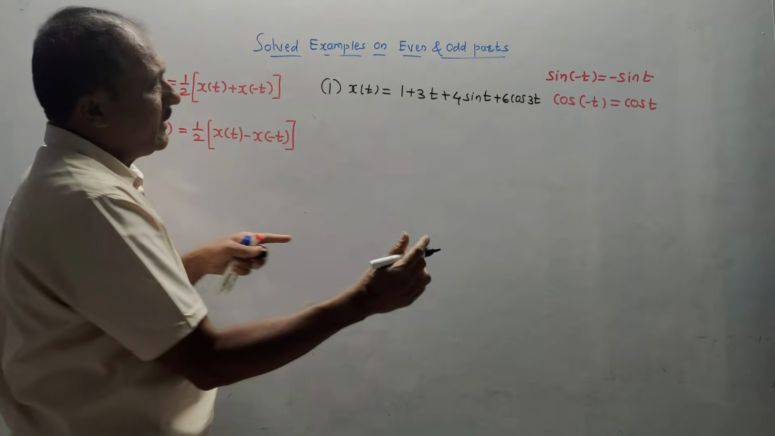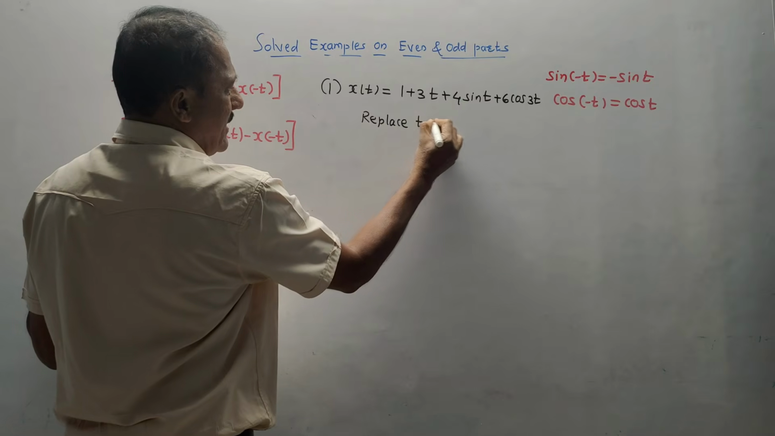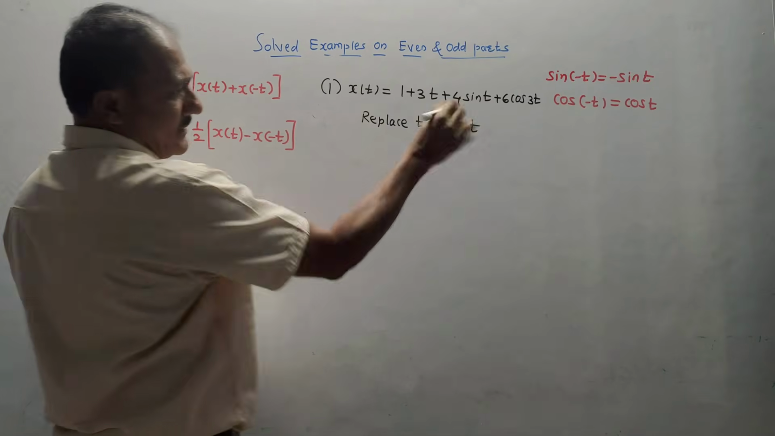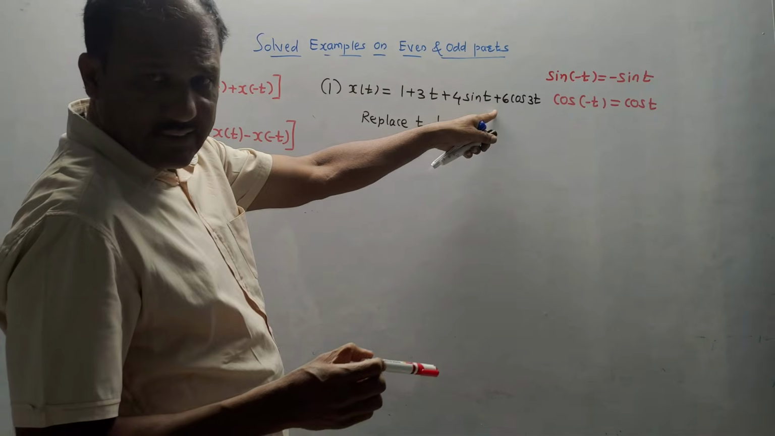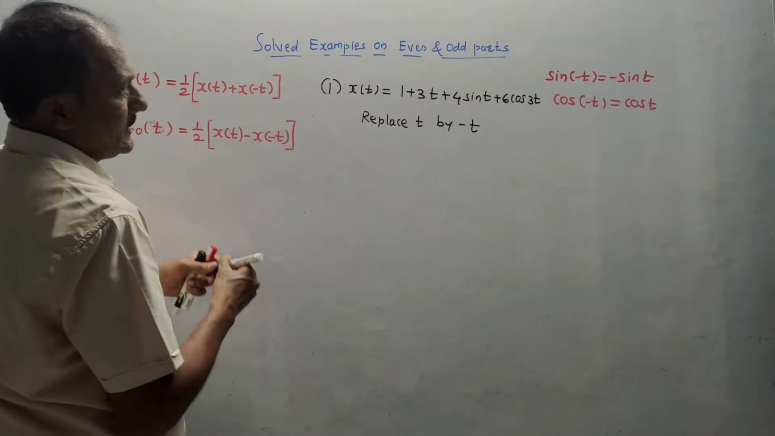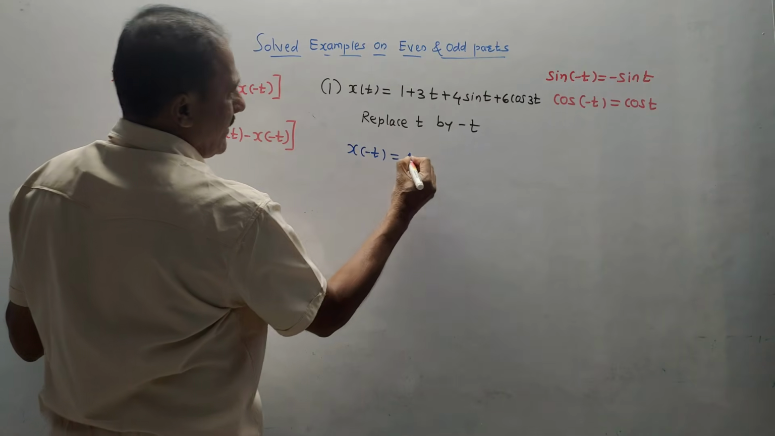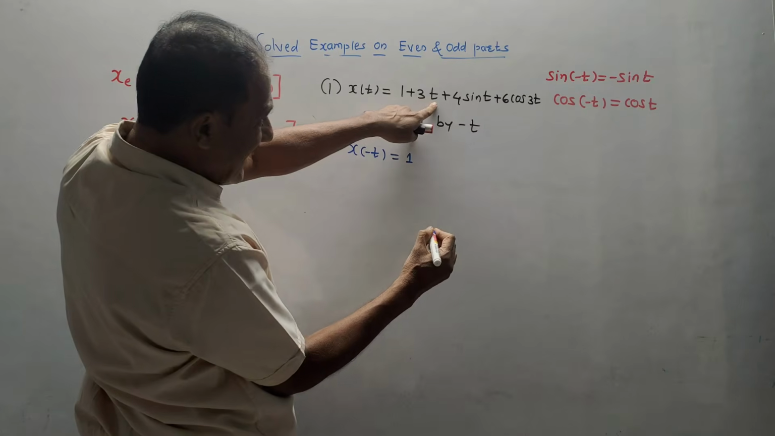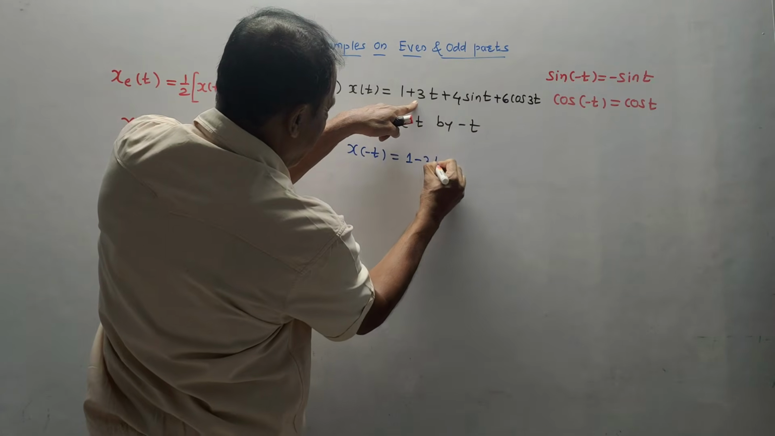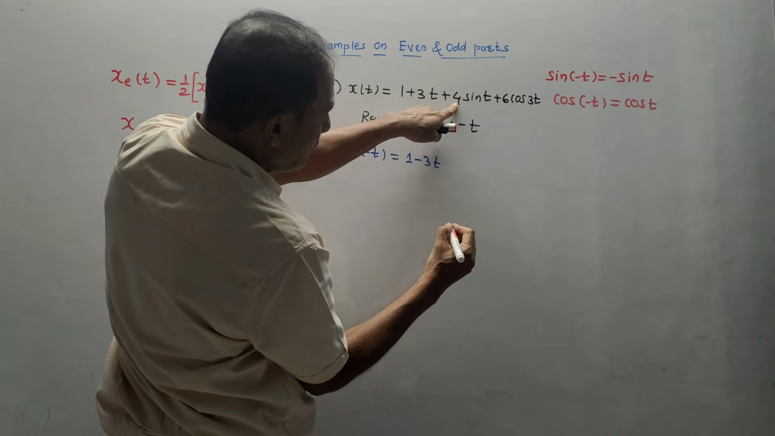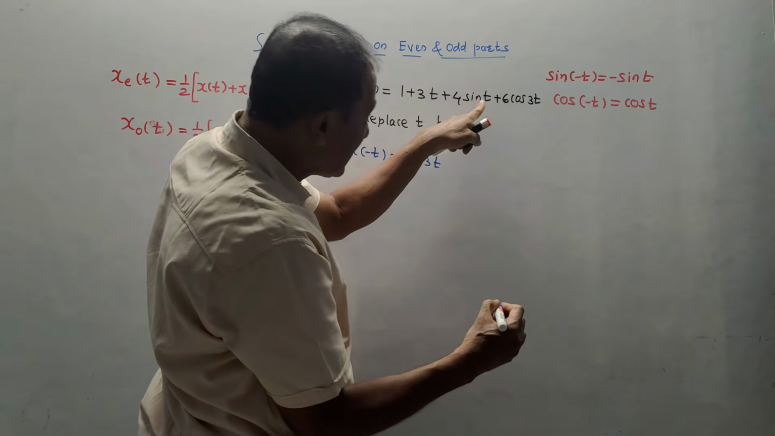Now in any numerical, first step is replace t by minus t. This is the step in all numericals. So wherever in the given equation t is there, I need to put minus t. So equation becomes x of minus t is equals to 1. Now this is plus 3t. I'm replacing t by minus t. So it becomes minus 3t. Now this is plus 4 sine of t. I'm putting t is equals to minus t. So it becomes sine of minus t.